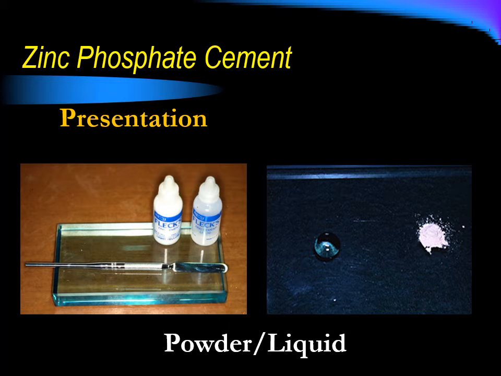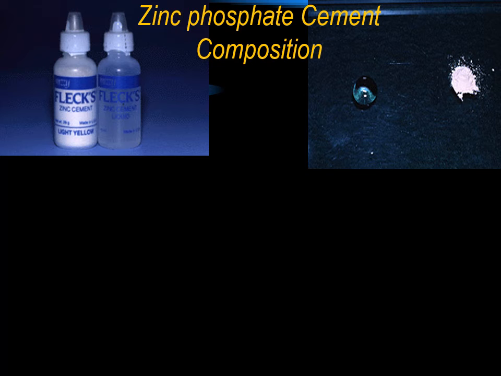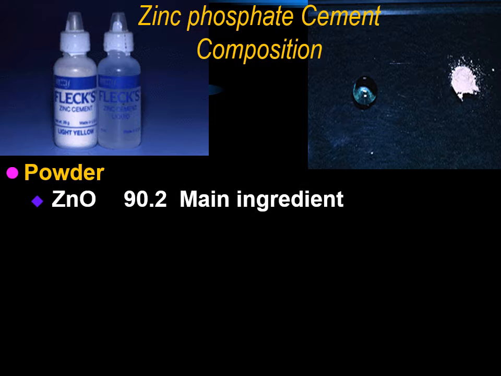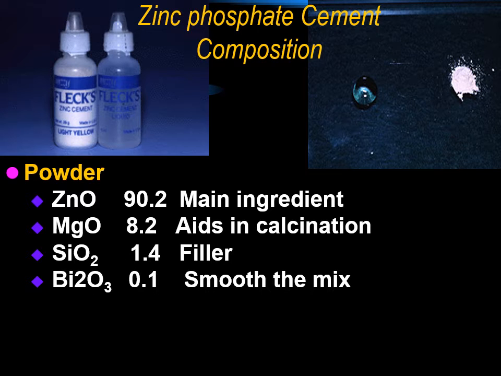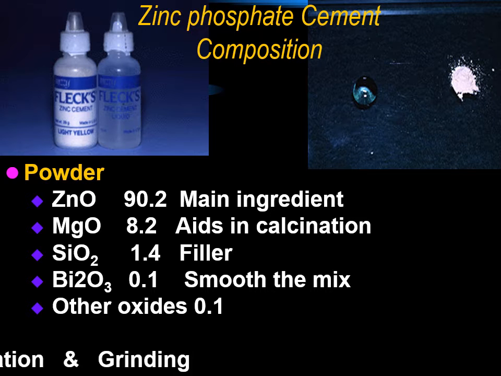Zinc phosphate cement comes in the form of powder and liquid: a basic powder and an acidic liquid, to be hand mixed on a thick glass slab with a stainless steel spatula. The main ingredient of the zinc phosphate powder is zinc oxide, about 90% of the component. Together with magnesium oxide, it aids in the calcination of the powder during manufacturing.